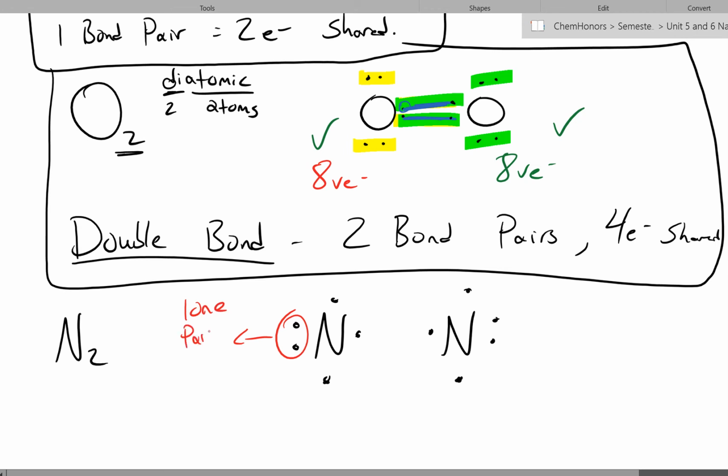All right, this lone pair is going to be special later when we're talking about VSEPR, because that lone pair is not really available for sharing. It doesn't have to. It's already paired to another electron. It's okay the way it is.